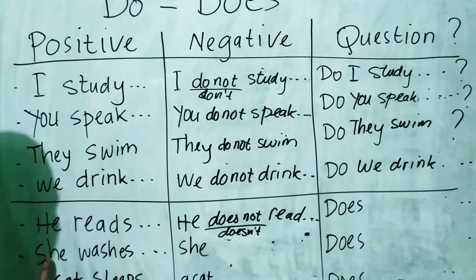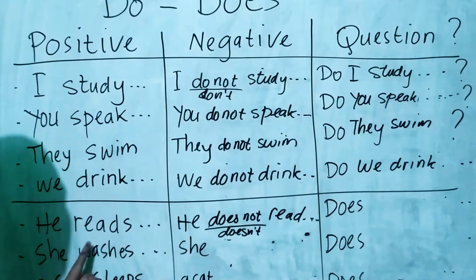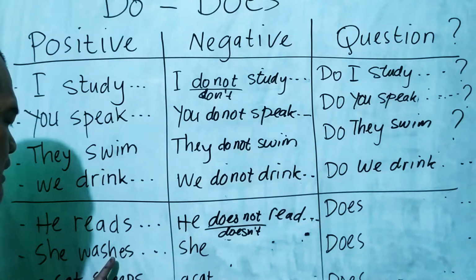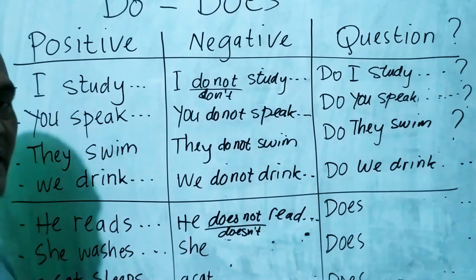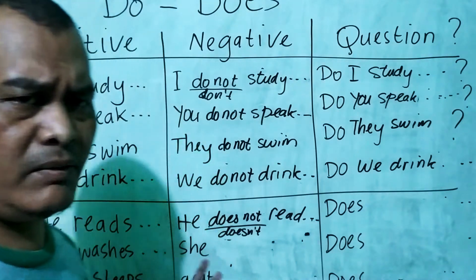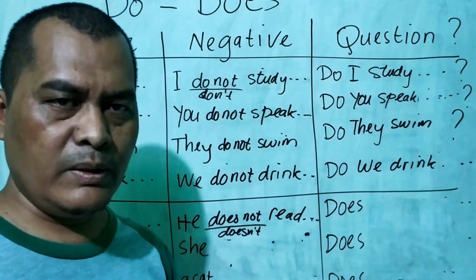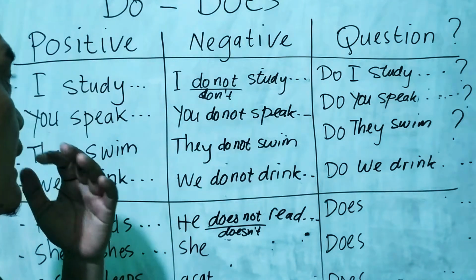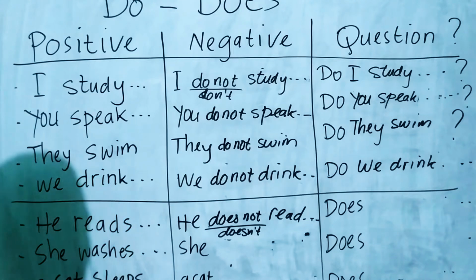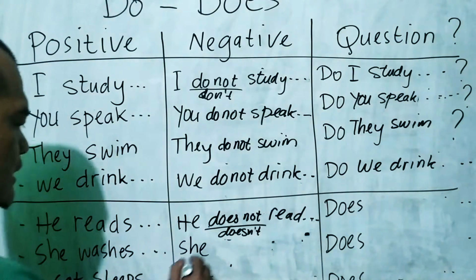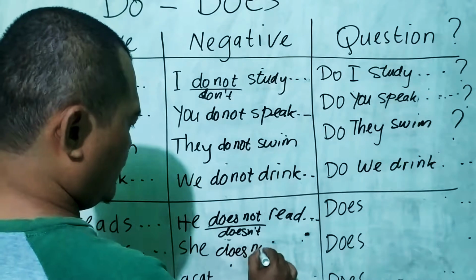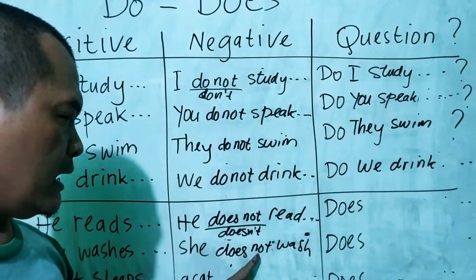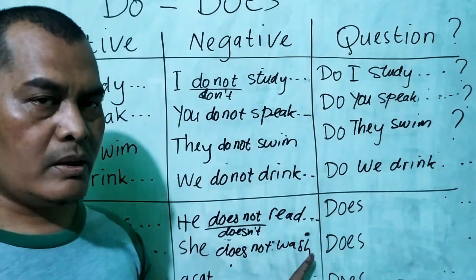And then number 2, she washes. Why is it es? Because the verb ends with sh. Why put es, not s? There is a special explanation of how to put es on a verb in another video, but we don't talk about that today. We just focus on how to make a sentence with do and does here. Okay. The negative is she does not wash. She does not wash clothes. It can be shortened. She doesn't wash clothes.